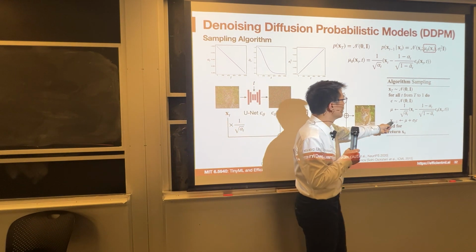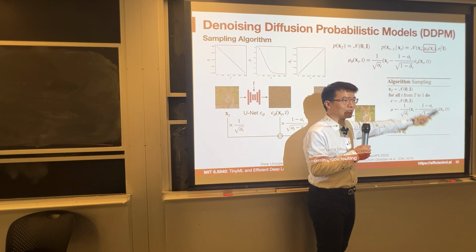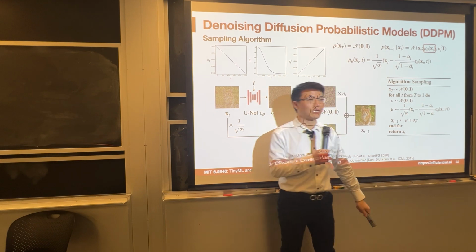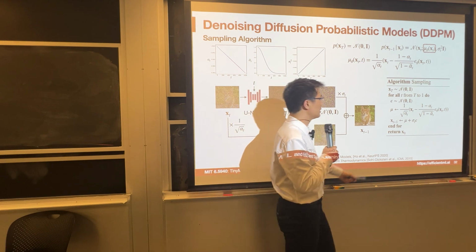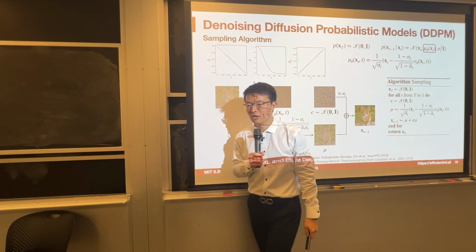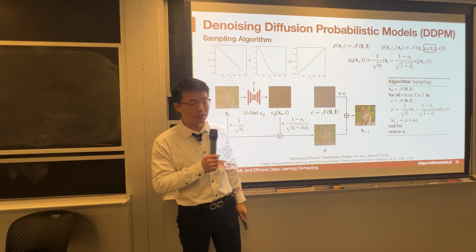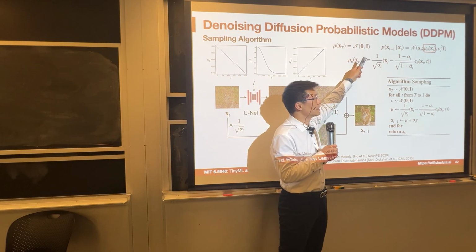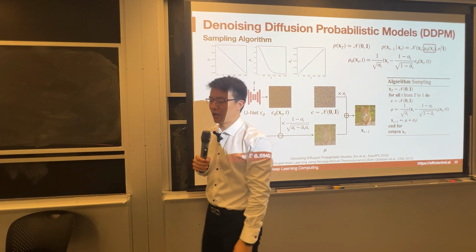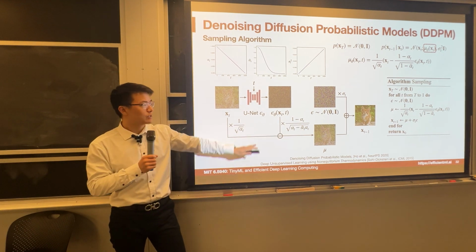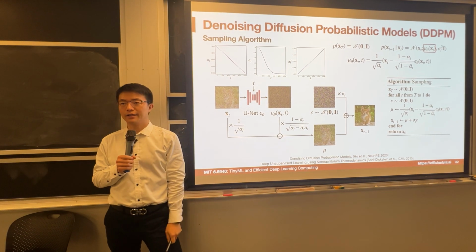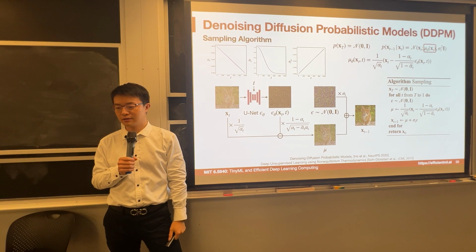From xt minus 1, we continue in the for loop to predict xt minus 2, and so on until x0. So that's the denoised image we are going to return. That's what this equation is about. So hope you can remember both the equation and also the intuitive illustration of this process.